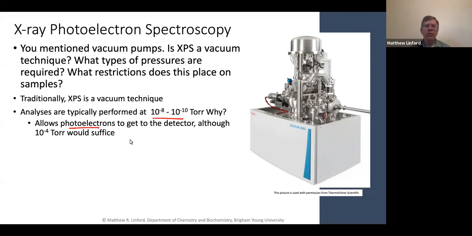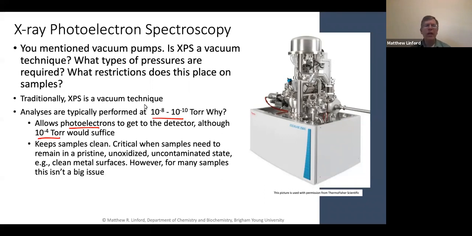And so we need a vacuum so that these photoelectrons can be transported. This is photoelectron spectroscopy, and the technique depends on measuring photoelectrons. We have to have a vacuum so that those photoelectrons can fly to the detector. Now it turns out that 10 to the minus 4 torr would probably be good enough. It really does suffice. So you might say, okay, we need some vacuum. Why do we go to such a high vacuum?